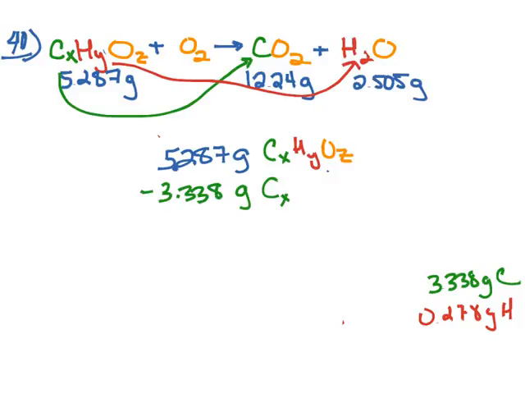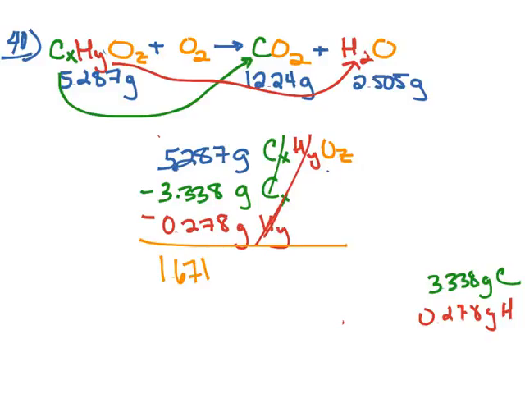So I can subtract that out. I also know that I have 0.278 grams of the hydrogen, and if I take those out, I could be left with just the oxygen. So I'm subtracting the carbon out of my original, the hydrogen out of my original, and I'll be left with just the oxygen. I get 1.671 grams of oxygen. Now I've isolated each mass of each element in my compound, but I'm still not done.